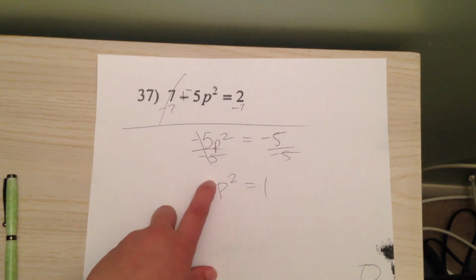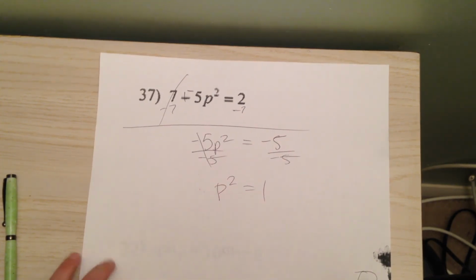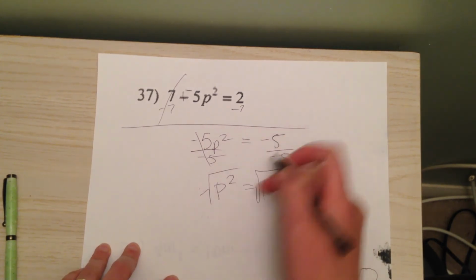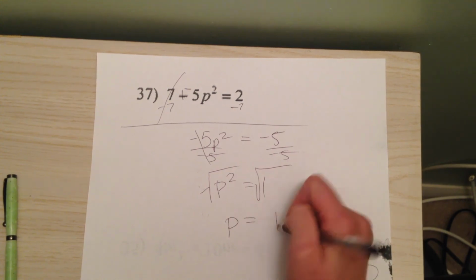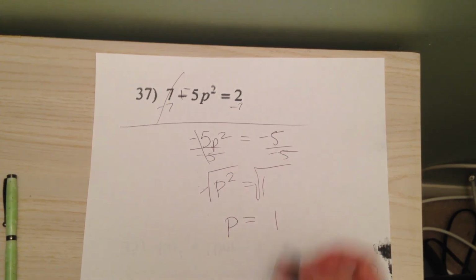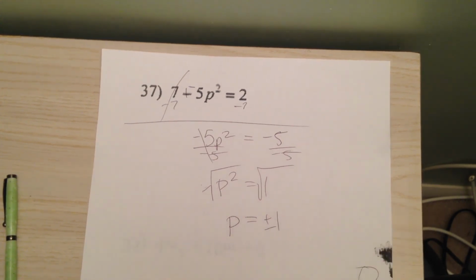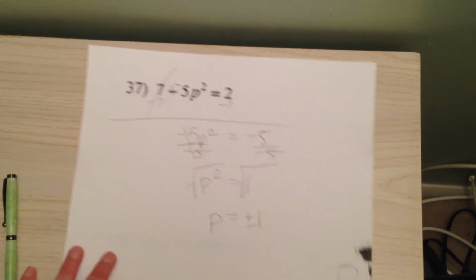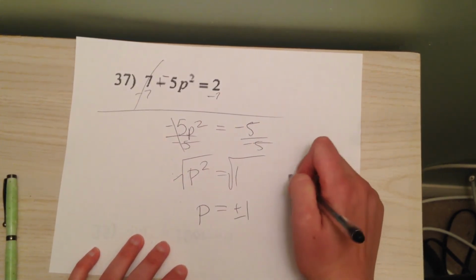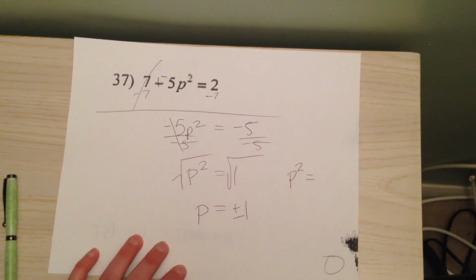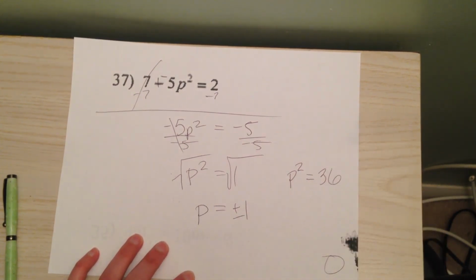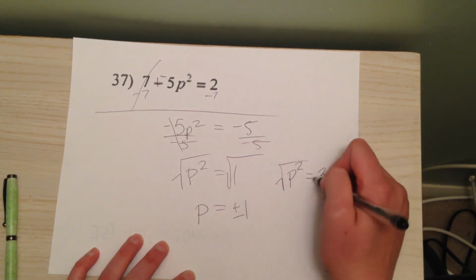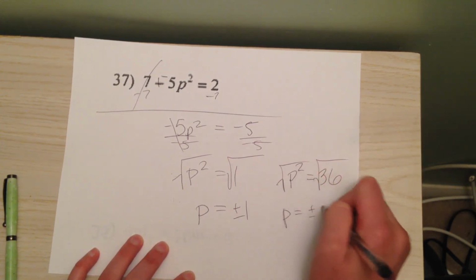Last step, get rid of the square on your p by taking the square root. Now don't forget, anytime you take a square root, your answer is not only the square root of 1, which is 1, but also positive, negative. So it could be positive or negative. So let's do another example that's not so obvious there. So what if we did like p squared equals 36? To solve for that, take your root. So p equals plus or minus 6.